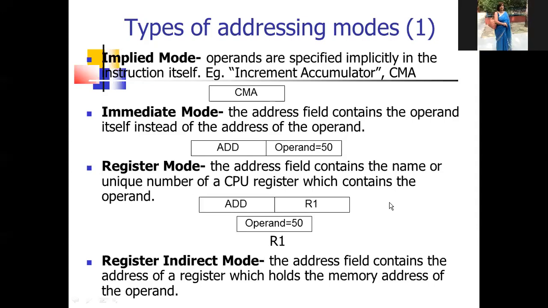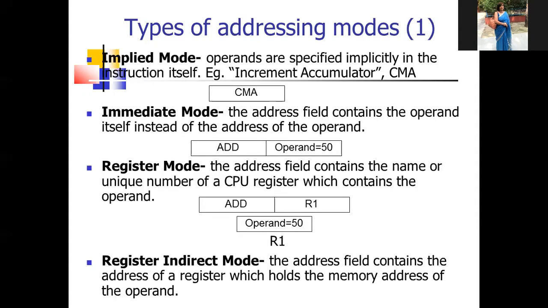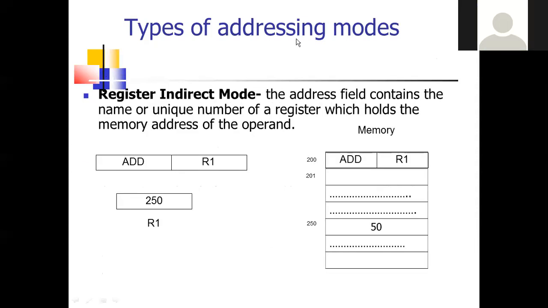Now we are coming to the next definition of the addressing mode. This is your register indirect mode, the same register indirect mode that we discussed earlier. This is the example. I am repeating the definition of the register indirect mode. It says that the address field of your instruction contains the name or the unique number of a register, like here in this case it is R1. R1 is the register. So the address part of this instruction consists of the name of the register R1, which further holds the value of the address of some location in the memory, where ultimately this data 50 is stored.